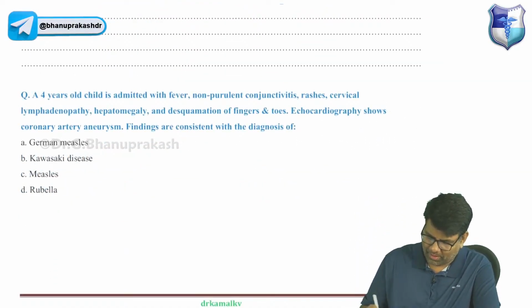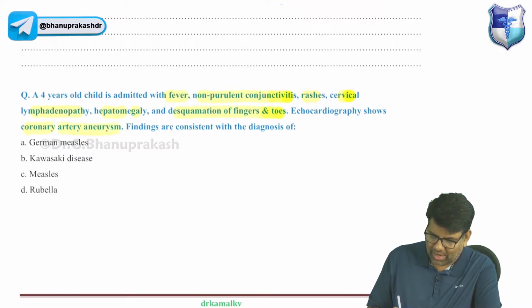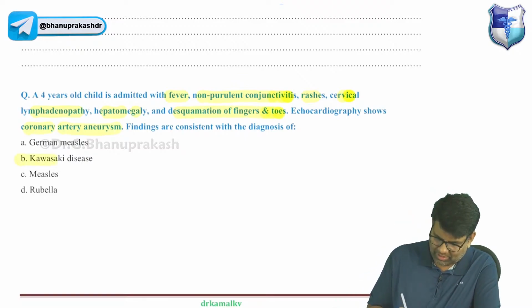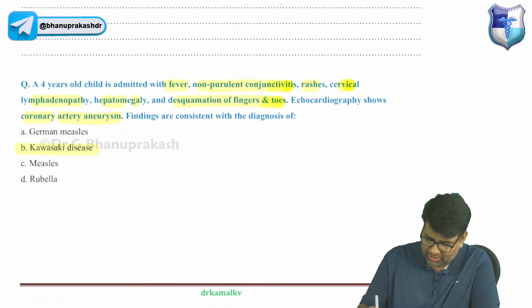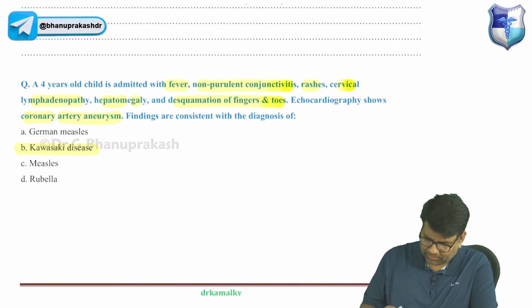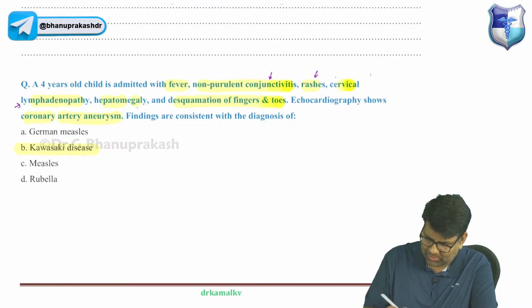Next question. A 4-year-old child is admitted with fever, non-purulent conjunctivitis, rashes, cervical lymph node enlargement, hepatomegaly, desquamation of fingers and toes, and there are coronary artery aneurysm. Yes, this is a very classical picture for Kawasaki. Yes, so this is Kawasaki disease. Yes, strawberry tongue. Very good. Strawberry tongue. And then, so this is classical picture of Kawasaki disease. Conjunctivitis, rashes, lymph node enlargement.